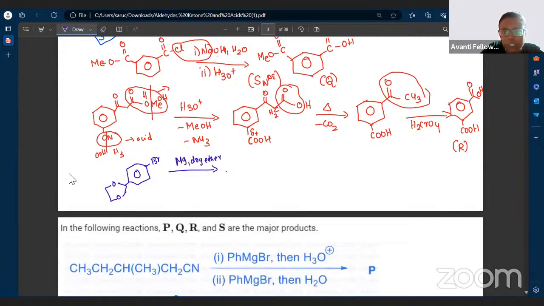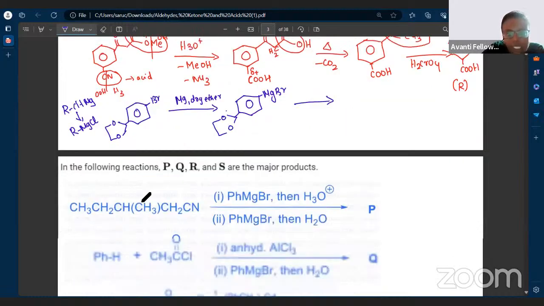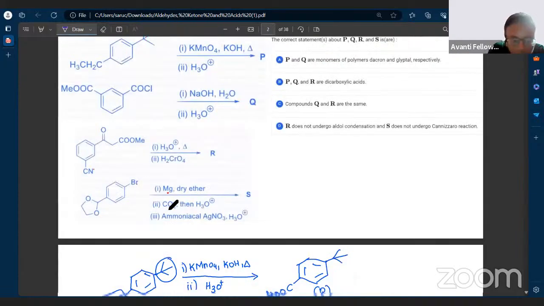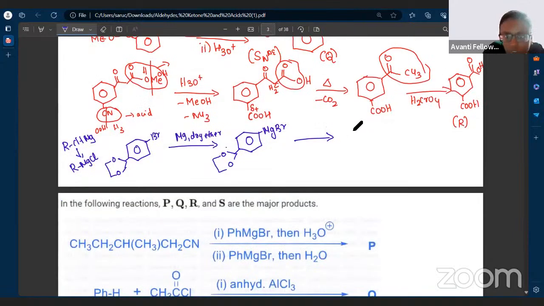So when you have a halide and you treat it in presence of dry ether, in the first step you'll be getting a Grignard reagent, you'll be getting MgBr. Now what are you going to do? You're going to react it with the second reagent given, CO2. You're going to react it with CO2 and then you're doing hydrolysis. So when you react with CO2, you'll be getting COO-MgBr. Okay.